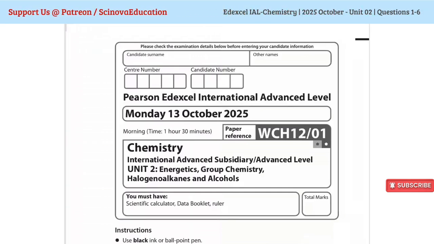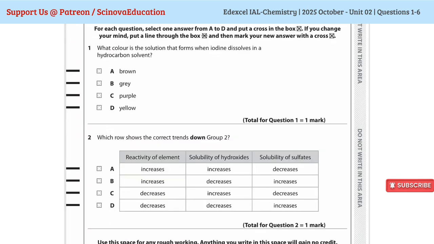Edexcel IAL Chemistry 2025 October Unit 2 Question 1. What color is the solution that forms when iodine dissolves in a hydrocarbon solvent? We can expect iodine to be minimally distorted in a hydrocarbon solvent because it is nonpolar.